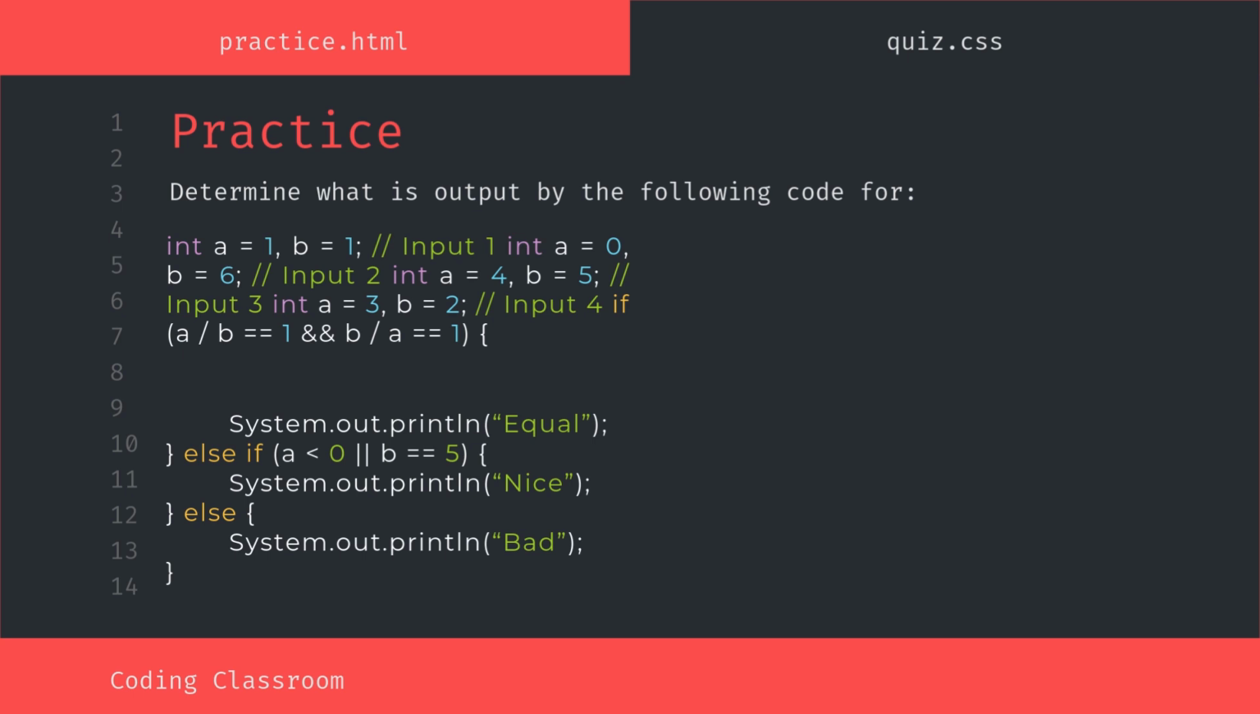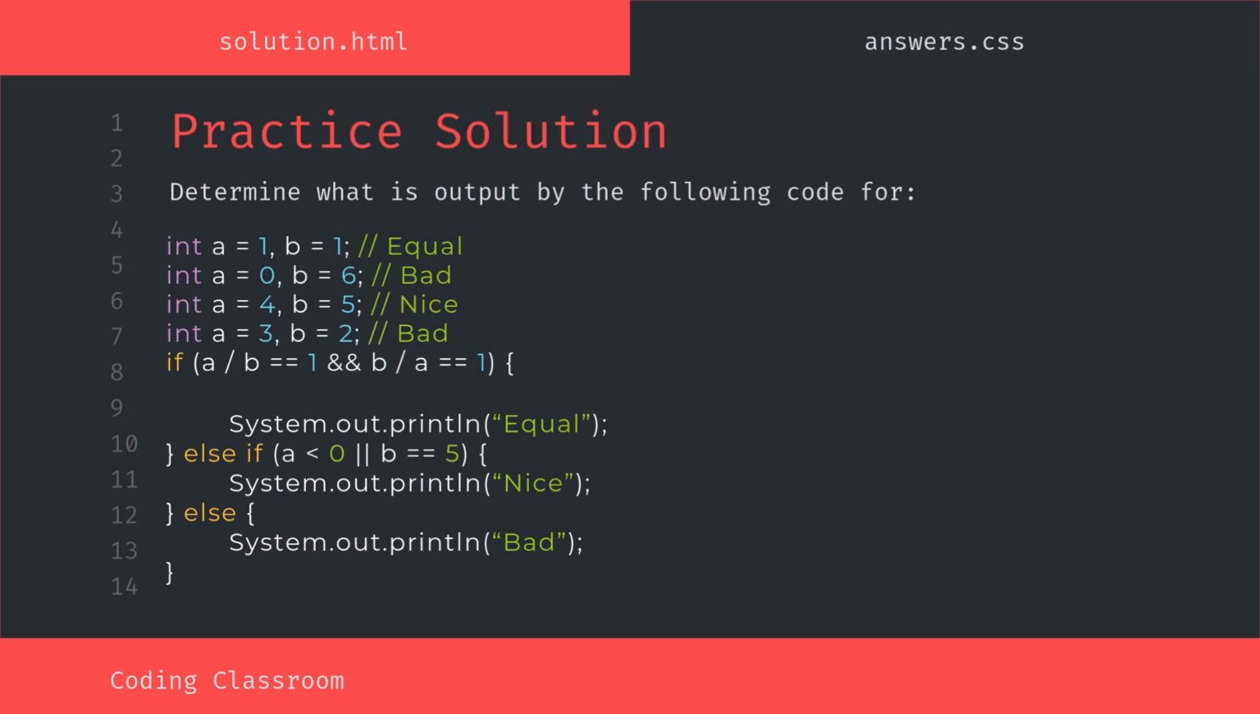Now try these on your own and determine the output using the following code. These are the answers for each input. Input 1, first condition. We check if the result of dividing A by B equals 1, and also if the result of dividing B by A equals 1. Since both 1/1 and 1/1 are indeed equal to 1, this condition is true. Since the first condition is true, the program prints equal.